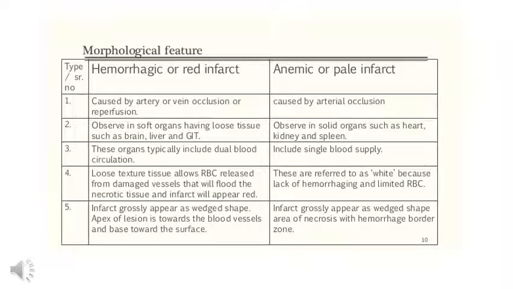toward necrosis. So hemorrhagic or red infarction mostly occurs in tissues with dual blood supply, if both blood vessels are obstructed, then it can cause red infarction. Infarction grossly appears as wedge shape.